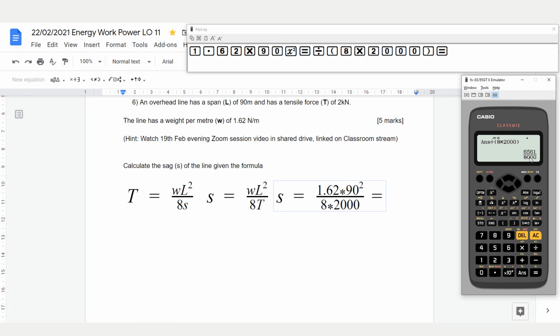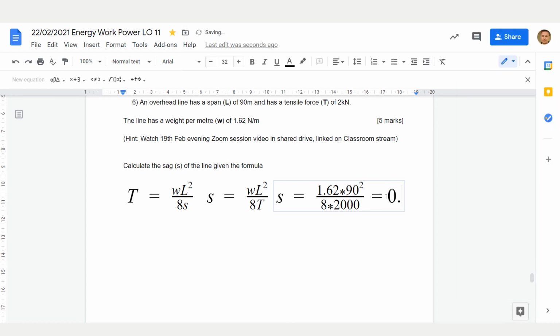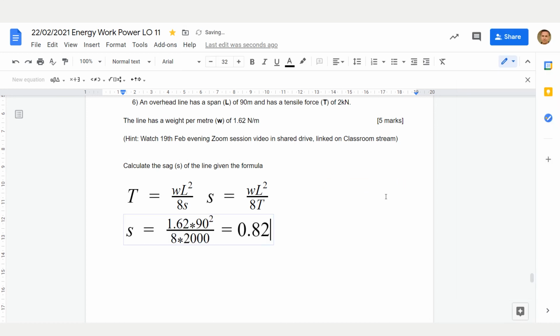And it gives us a nasty looking proper fraction, which I will change to decimal. 0.82 meters. There you go. 0.82 meters. That's how much the cable sags down due to gravity when the line is 90 meters long and it's got a 2,000 newton tensile force pulling on it.